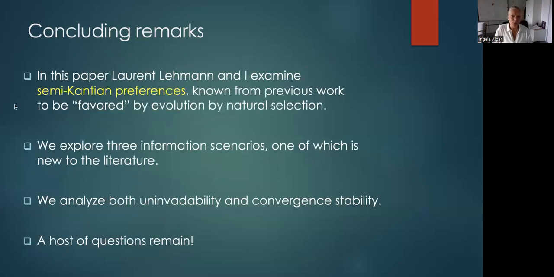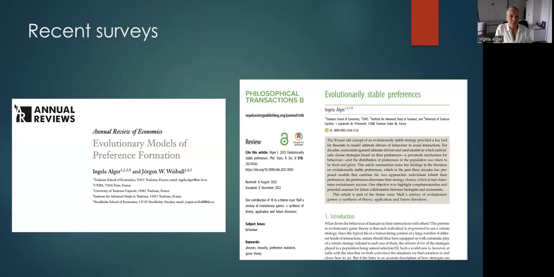In this paper with Laurent, we examine semi-Kantian preferences, known from previous work to be favored by natural selection. We explore three information scenarios, one of which is completely new to the literature. We analyze both uninvadability and convergence stability. There are a host of questions that remain to be explored. If you don't know this literature, there are a couple of recent surveys that you can read, one written with an economics audience in mind, and the other for a more biology audience.